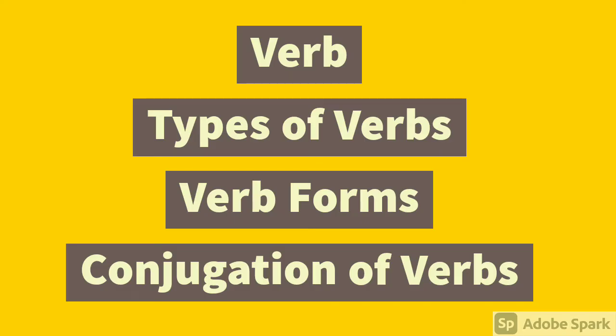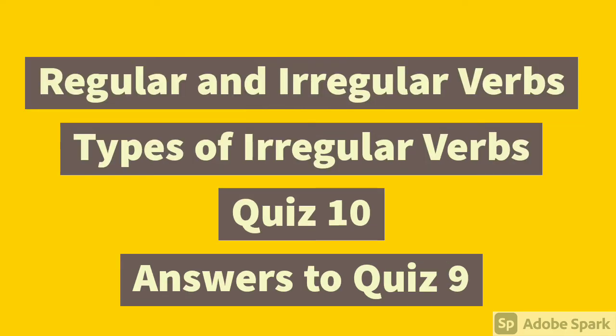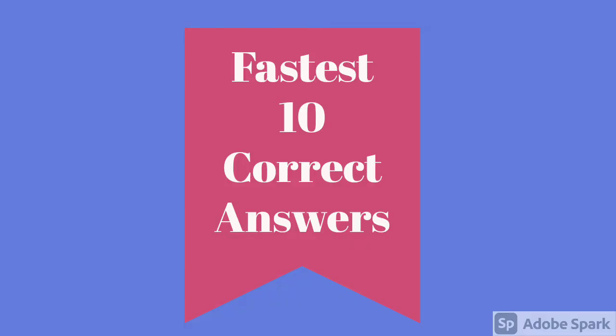First we will see what's a verb and then types of verbs, and we will see about verb forms and conjugation of verbs. And then we'll discuss about the regular and irregular verbs, and then types of irregular verbs, and finally quiz number 10 for you all, and also answers to quiz number 9. And of course we'll have the shout out to fastest 10 correct answers at the end.